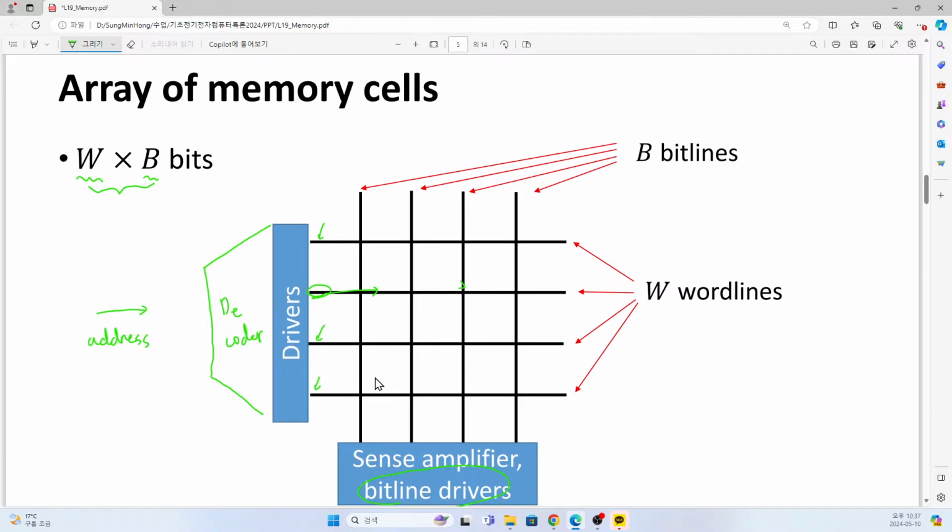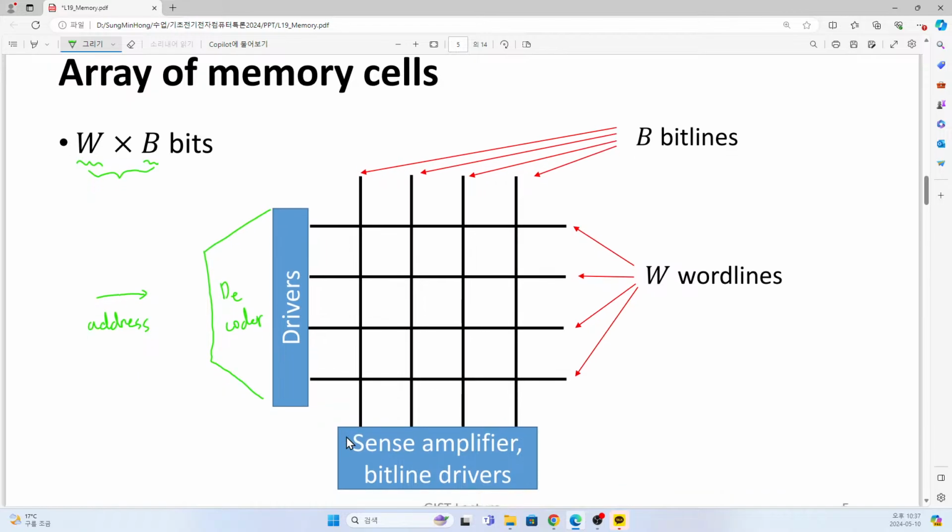So if we have a large array, then it is certain that we have more capability to store more bits. So it is always good news. However, depending on the technology or the type of memory, the area has a certain limitation. So of course, we wanted to have small dimension, small area bit cells. However, it is not always possible.